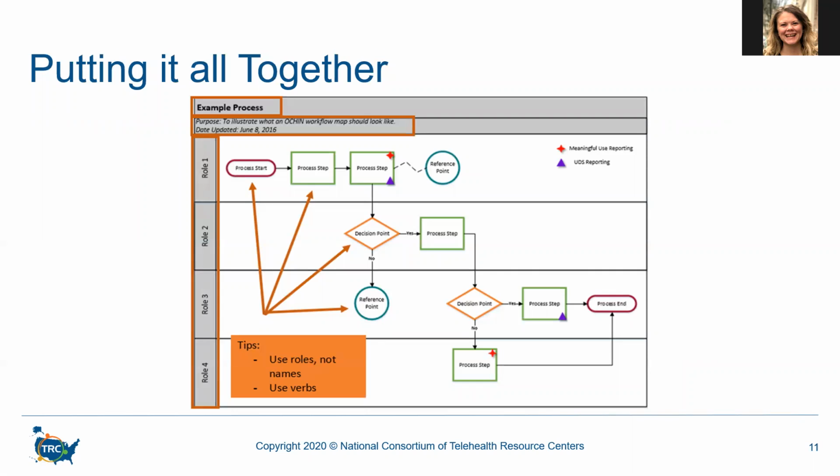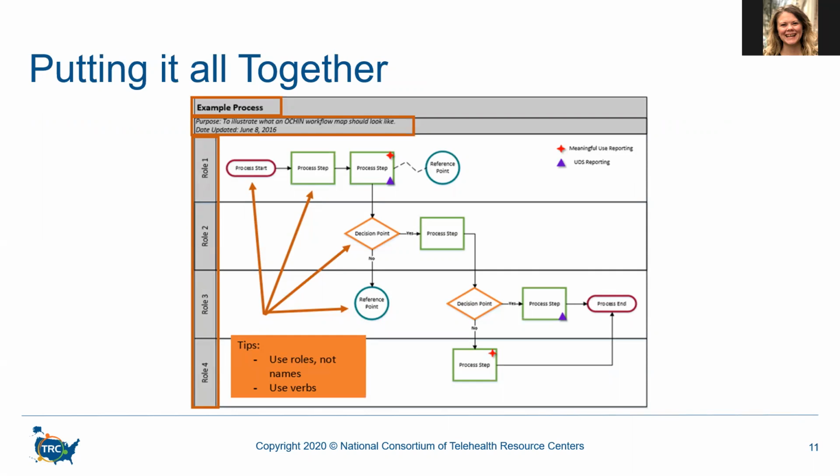At the very top, we have the example process. That's our name or title. Our purpose statement is right below it to illustrate what an OCHIN workflow map should look like. We have our red ovals to indicate our process start and process end. We have our green boxes to indicate process steps and orange diamonds to indicate decision points. Now our roles are listed on the left-hand side as role 1, role 2, etc.